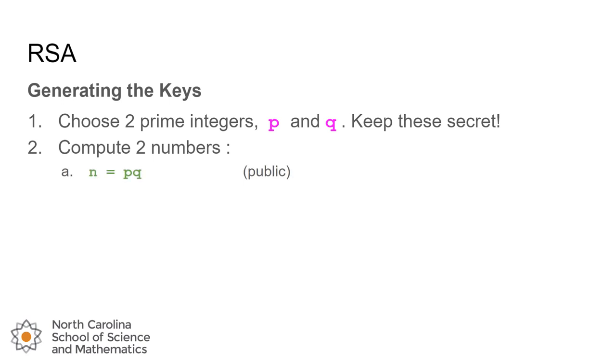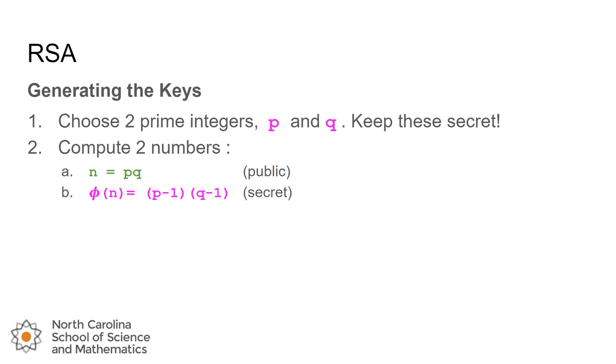We're going to compute n, which is just the product of p and q. That's going to be public information. That n is going to be, just like with KID RSA, the modulus that we're working in for our operations. So we're going to give that away, but just don't show how you calculated it. Then we need to compute phi of n. And since, using the result we saw on the last slide, we know that n is composed of the product of two primes, this is pretty easy for us to compute using that shortcut. We can just do p minus 1 times q minus 1.